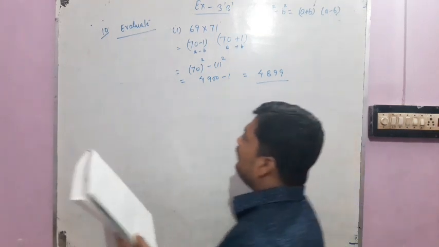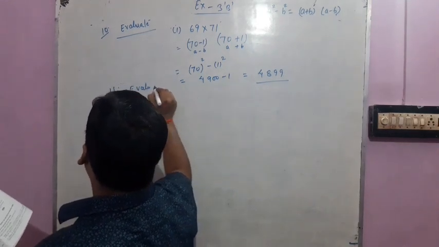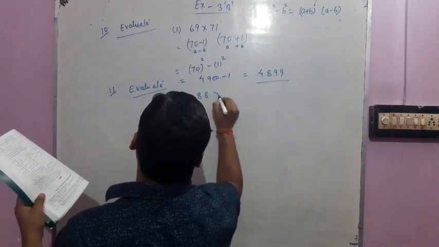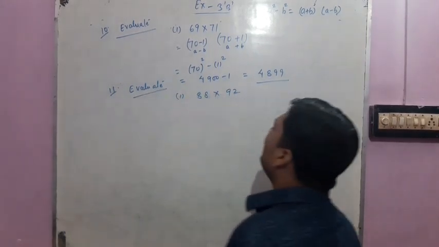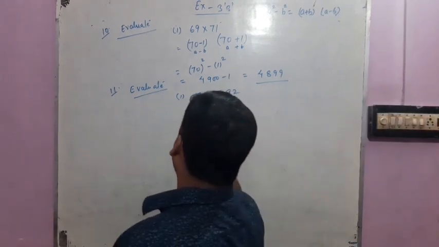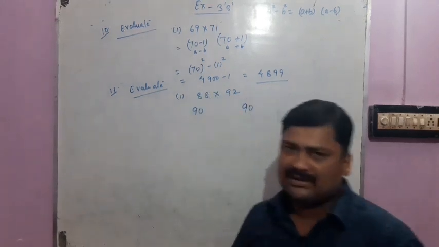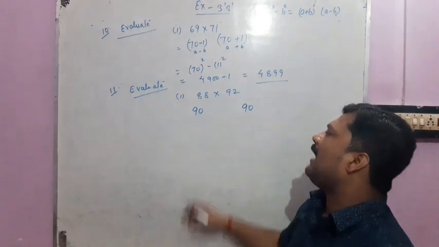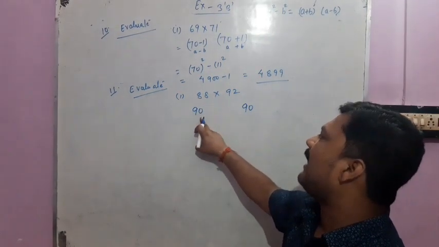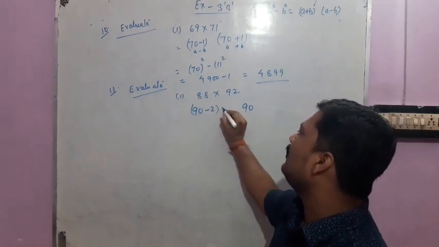Now in question number 11, we solve in the same way. Here it is also evaluate. The first is 88 into 92. Again we take the nearest tenth. The nearest tenth of 88 is 90, and the nearest tenth of 92 is also 90. Okay students? Now what will we subtract from 90? As we know, 90 is greater than 88. So what do we subtract from 90 to make it 88? 2. So we subtract 2 here.